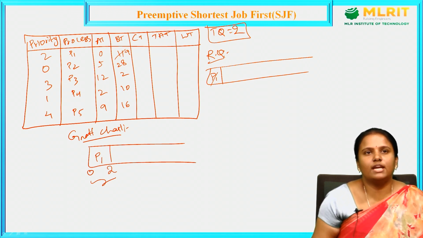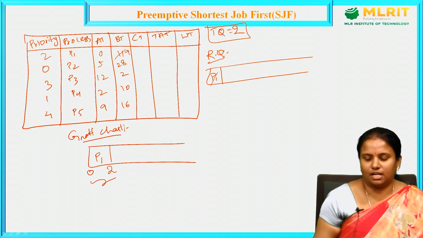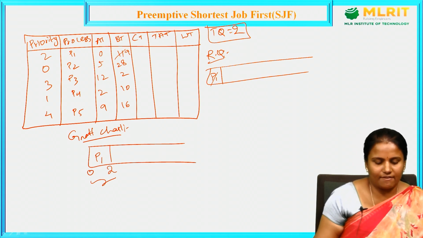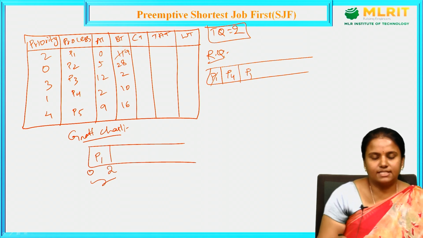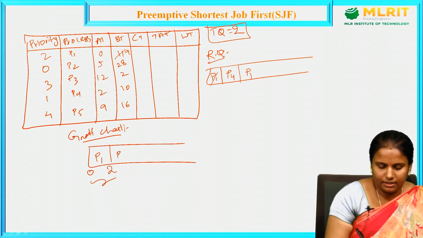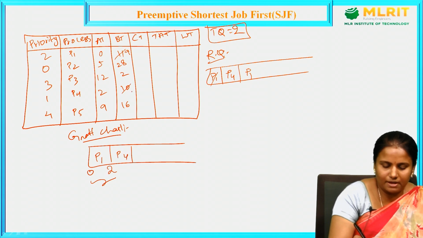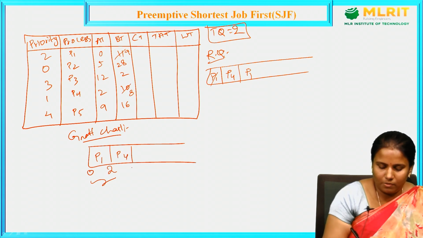So the lower number gets the highest priority. From 0 to 2, which is available? P4 is executed first, then P1. So P4, what is the burst time? 10. So 10 minus 2, remaining is 8. So 2 plus 2 is 4.